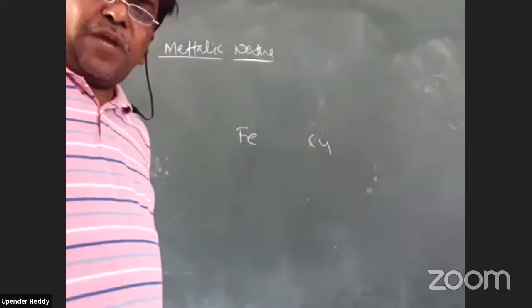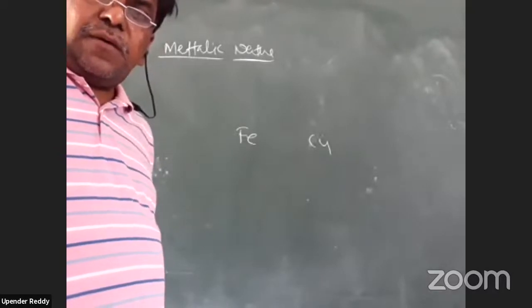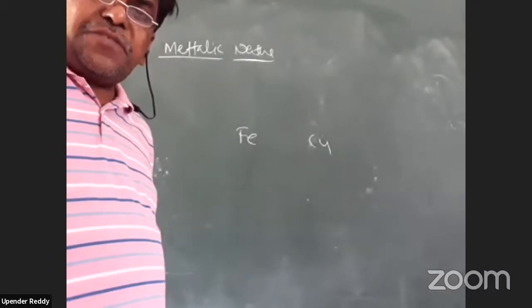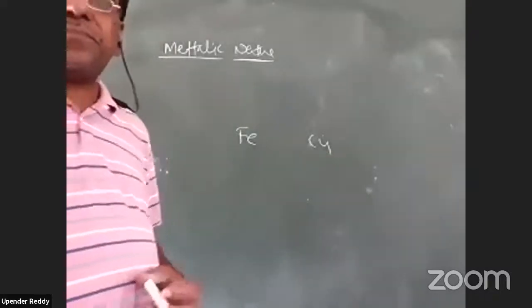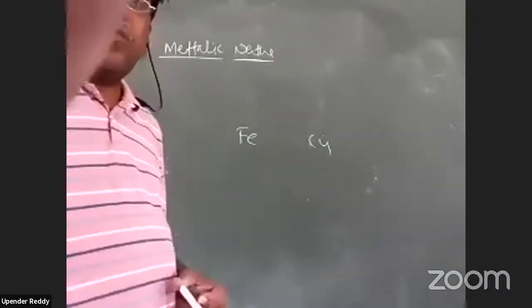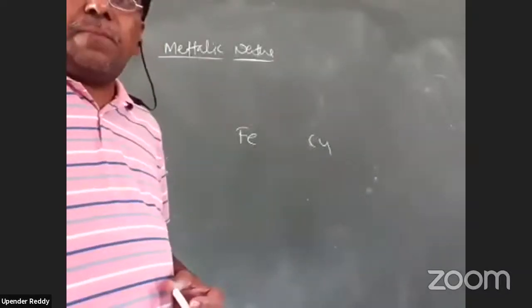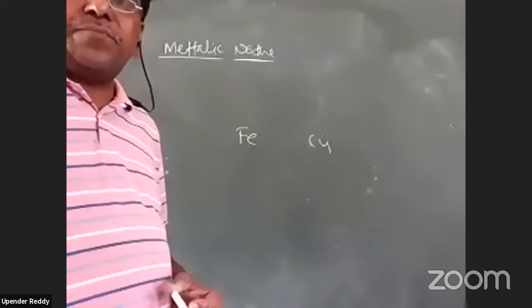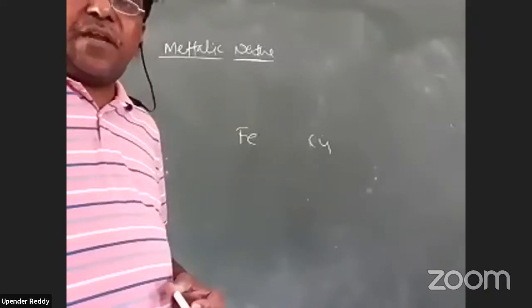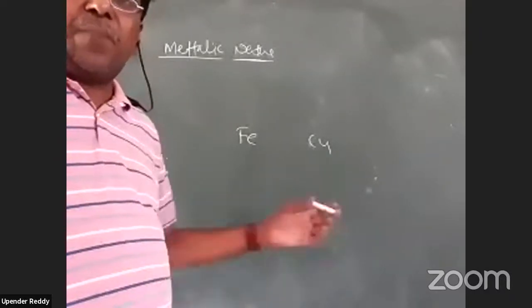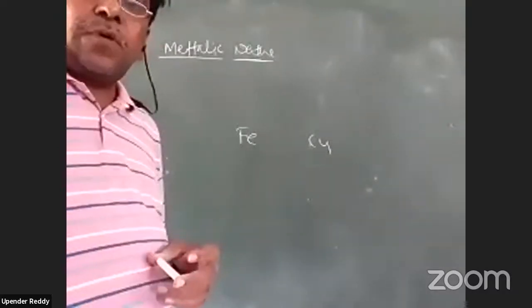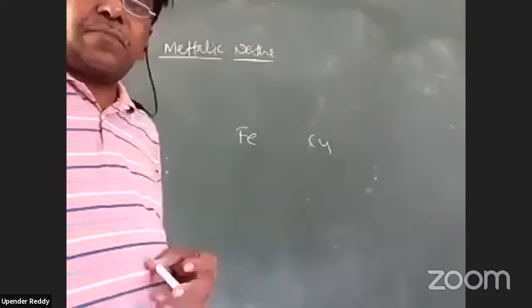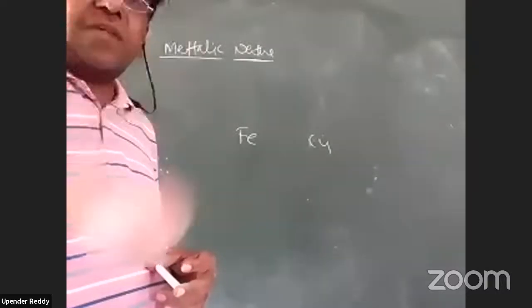No problem. Mistakes will happen. Yeah, okay. Both are D block elements. But what I am asking you, out of iron and copper, which is more metallic in nature? Who will give the proper answer?